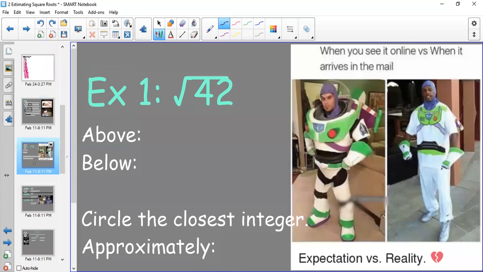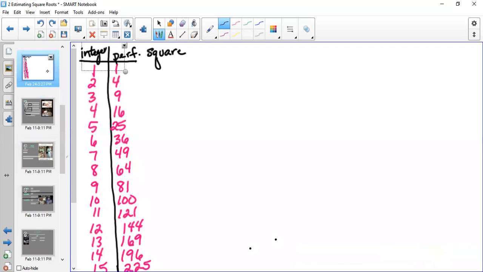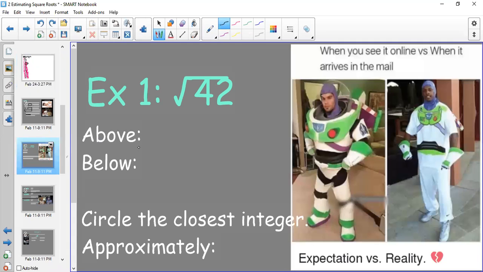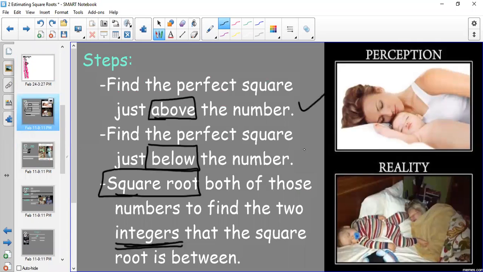Okay, so let's see this in action. I'm going to go back to the square root of 42 that we had mentioned earlier. All right, so I'm going to go to my list and find where 42 is. 42 falls between 36 and 49. Those are the two perfect squares it falls in between. So I'm going to put that as just above and just below. So we said just below was 36. Just above is 49. So that was step 1 and step 2.